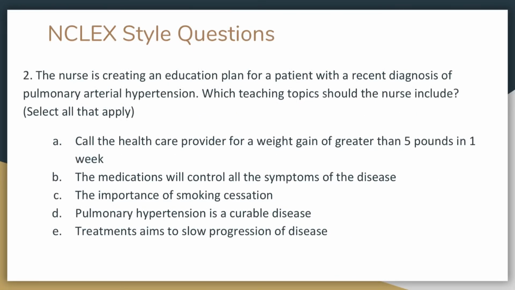NCLEX question number 2. The nurse is creating an education plan for a patient with a recent diagnosis of PAH. Which teaching topics should the nurse include? Select all that apply. A. Call the health provider for a weight gain of greater than 5 pounds in 1 week. B. The medications will control all the symptoms of the disease. C. The importance of smoking cessation. D. Pulmonary hypertension is a curable disease. Or E. Treatments aim to slow the progression of the disease. Pause the video to check your knowledge. The answers are A, C, and E.